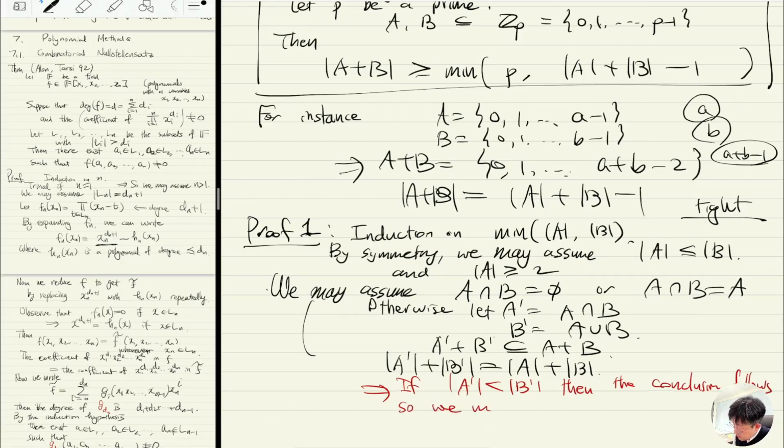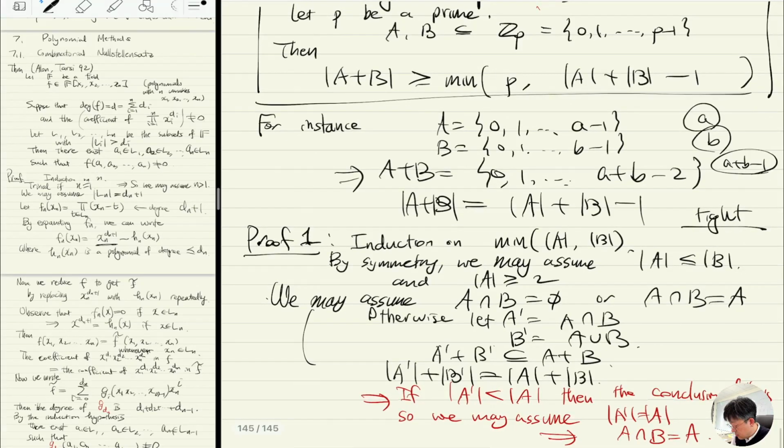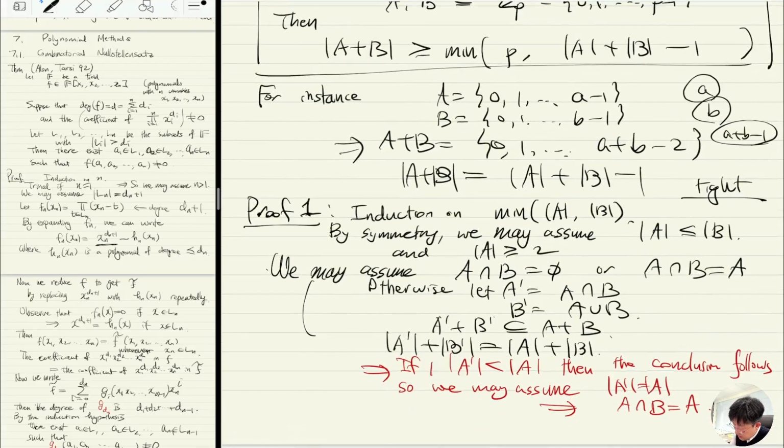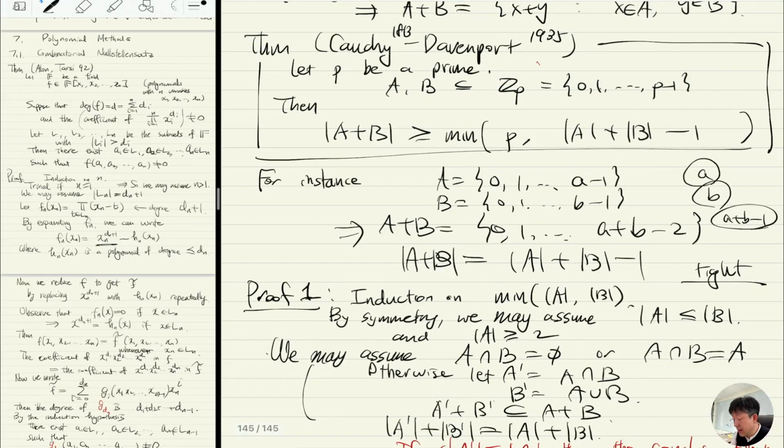So we may assume, oh no, not A prime equals A. So we assume A prime is equal to A, which means that A intersection B is A. Right, so empty. Yeah, we need to say that both A and B are non-empty. Right, I forgot to say that. A and B are non-empty.